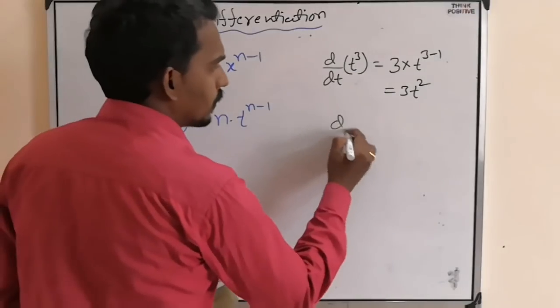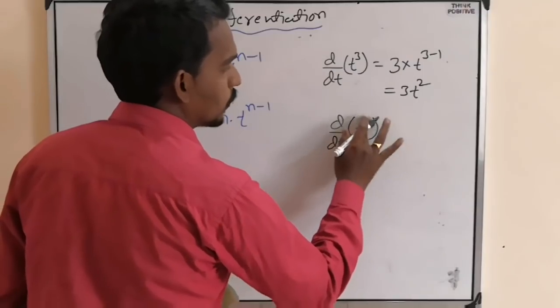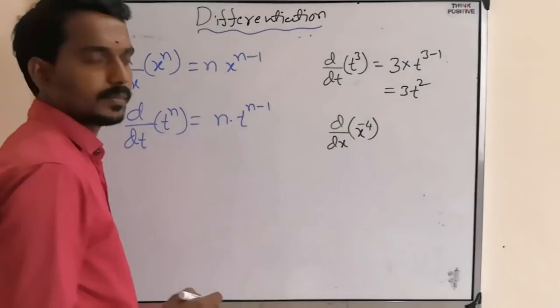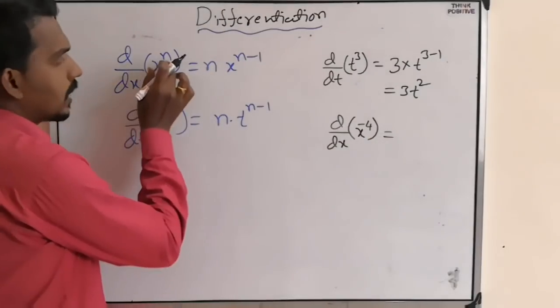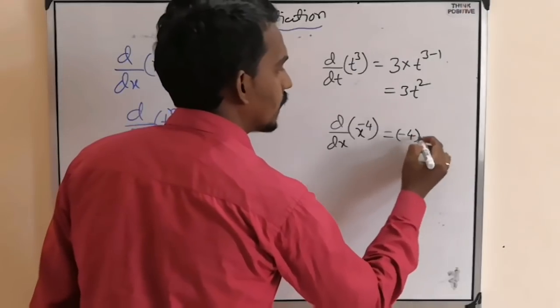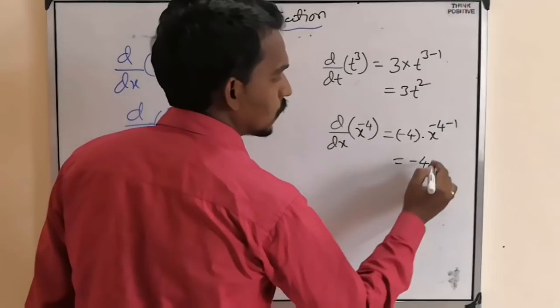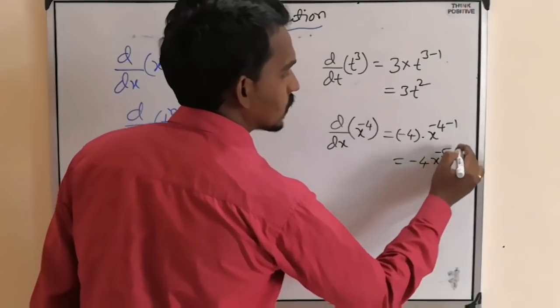Or else, if it is with respect to x, suppose you take minus 4. Then in place of n, minus 4, then minus 4 into x power minus 4 minus 1, minus 4 x power minus 5.